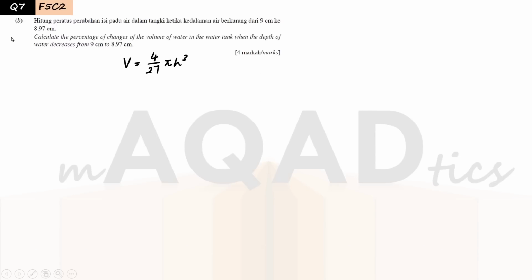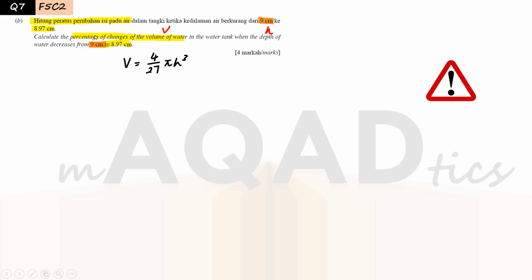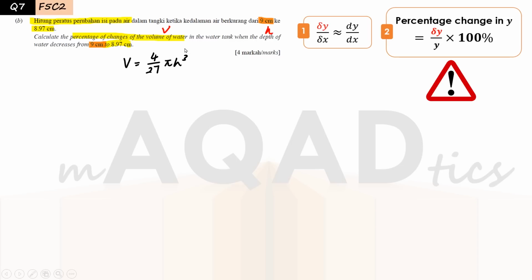For part B, we need to find the percentage change of the volume of the water, which is V, if the depth of the water decreases from 9 to 8.97 cm. So depth of the water is h. So now recall back, the formulas that we can use to find percentage change are these two formulas. So for the first one, I would say it's easy to memorize, but for the second one, I don't want y'all to memorize, I want y'all to understand the formula.